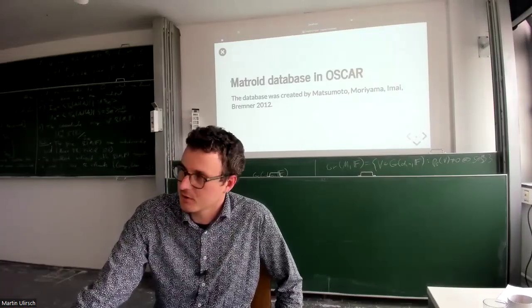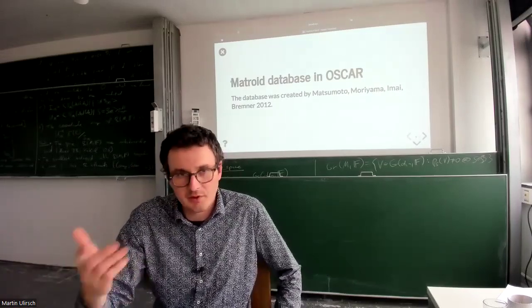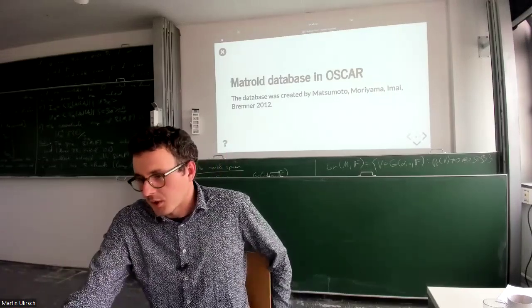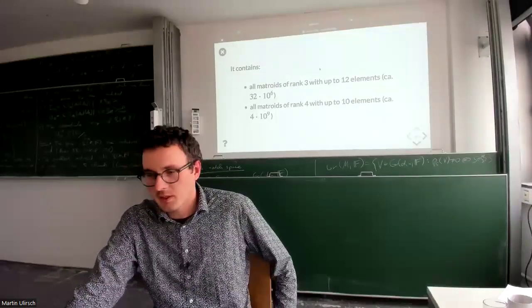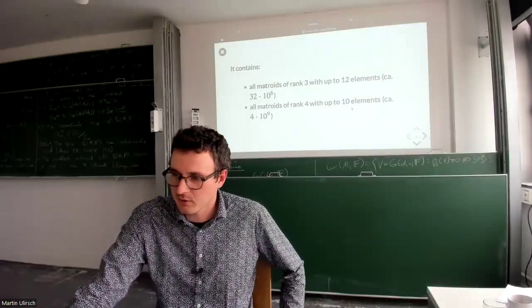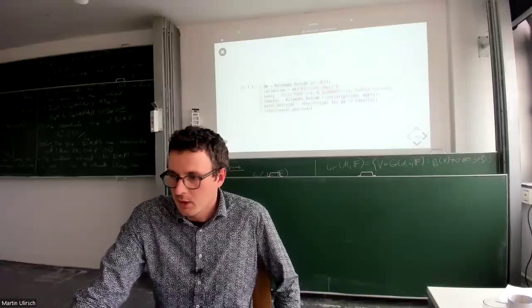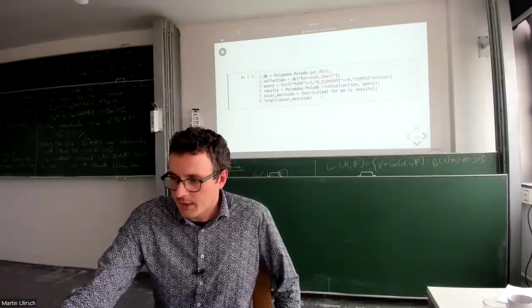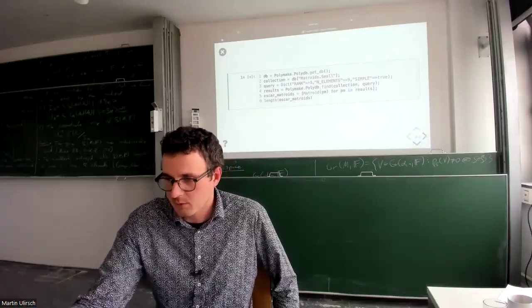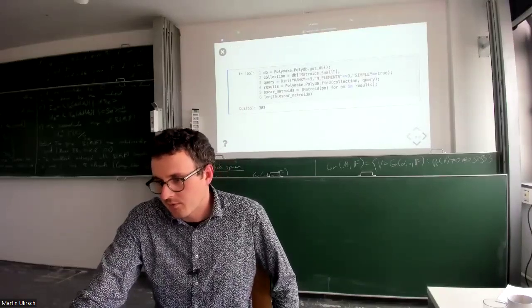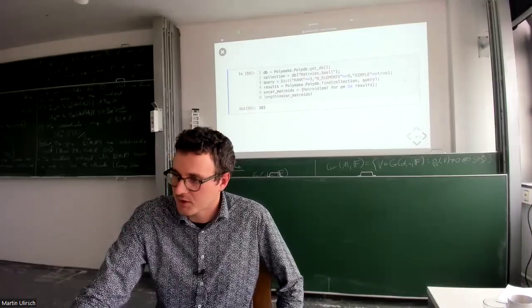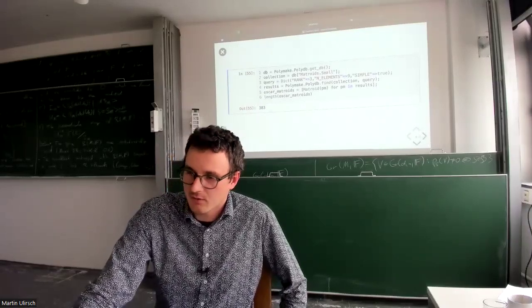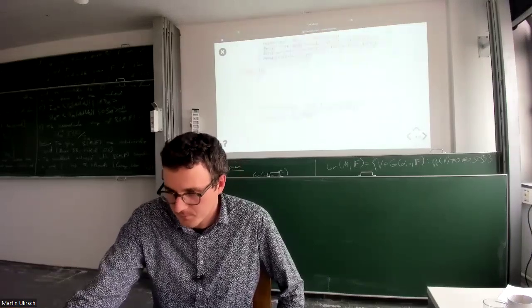There's a database of matroids, which is very useful if you have a conjecture about matroids. You can use the database. It has all matroids up to 12 elements in rank 3 and 10 elements in rank 4. This is already quite a lot. And we can access this matroid database by, for example, looking at all matroids on 9 elements, rank 3, which is simple. Then we see that there are 383 in the database.